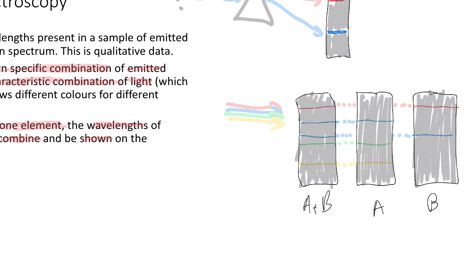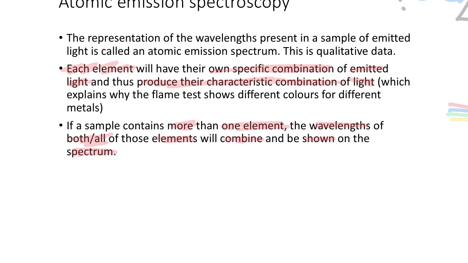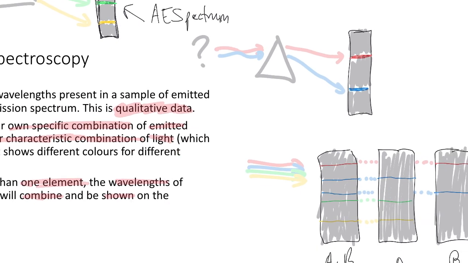So that's what we mean by each element produces its own specific combinations, and if you have a sample of more than one element, the wavelengths of all those will combine and be shown on the spectrum, all right? And this produces qualitative data, which means that you can use it to identify stuff because they are unique in their characteristic wavelengths released.